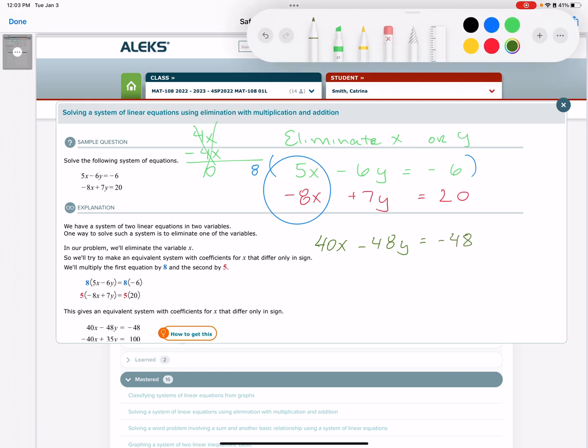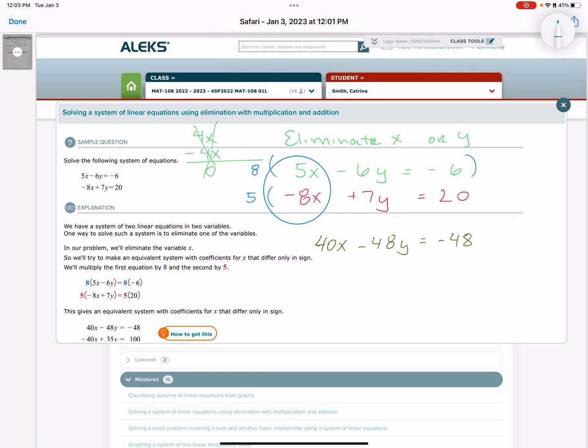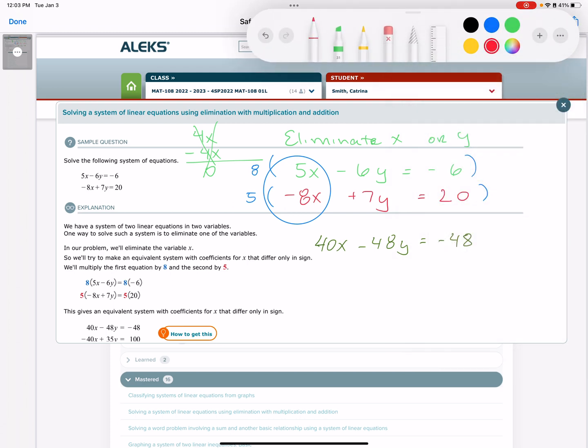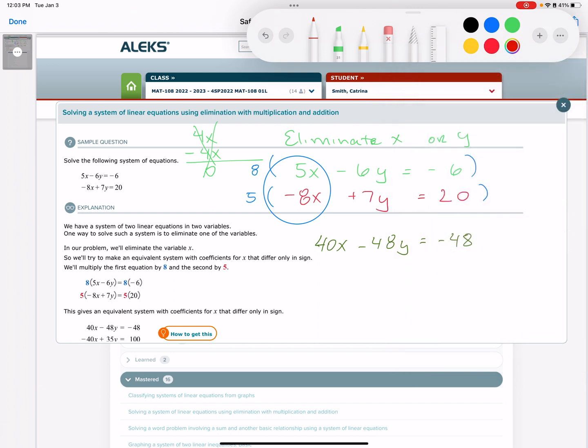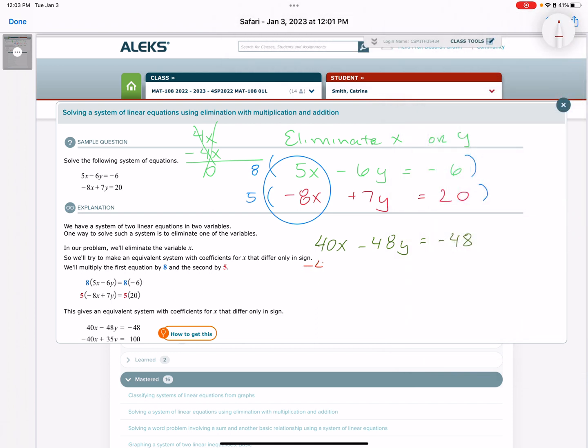So now what am I going to do on the denominator? I'm going to multiply it by 5. Because 5 times negative 8 is negative 40, and there we go. That's going to be exactly what I need to do. So 5 times negative 8 is negative 40x. 5 times positive 7 is positive 35y. And 5 times 20 is 100.